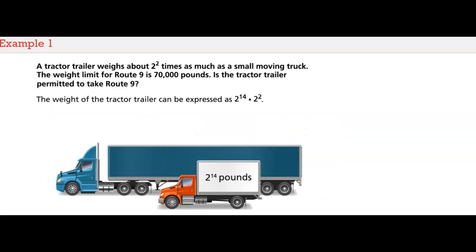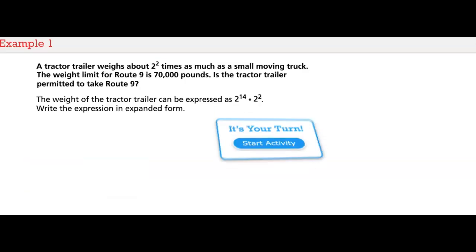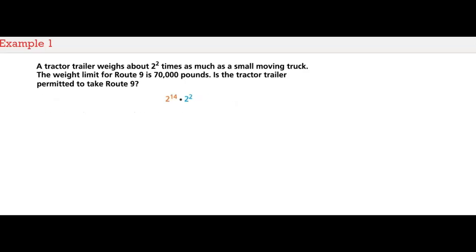The weight of the tractor-trailer can be expressed as 2 to the power of 14 times 2 to the power of 2. Write the expression in expanded form. This is the expression in expanded form. The expression is equal to 2 to the power of 16.